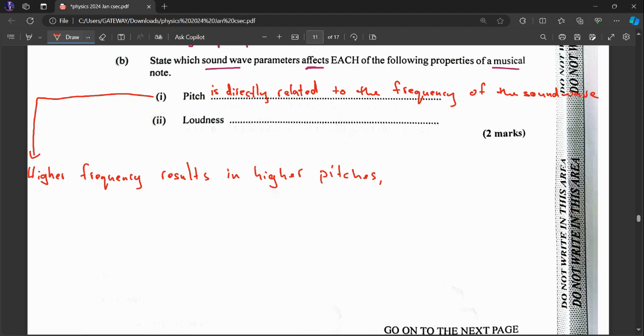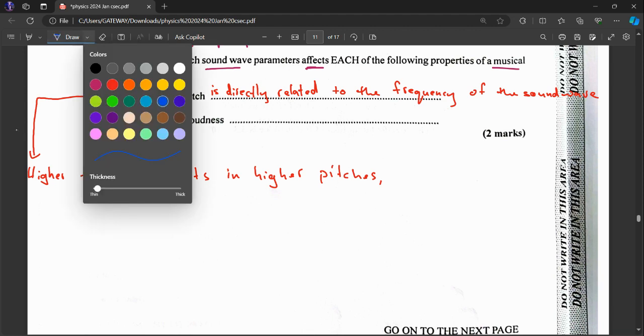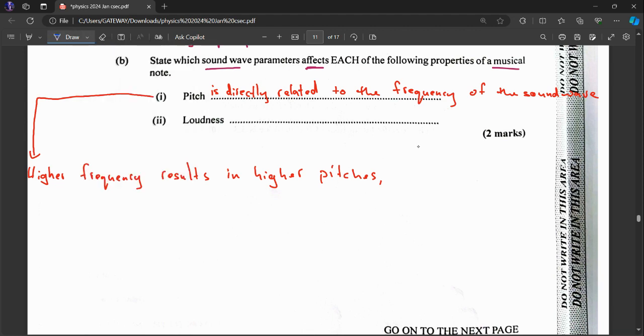So what you need to know and understand too is a displacement time graph. Right? So let's say this is displacement here.